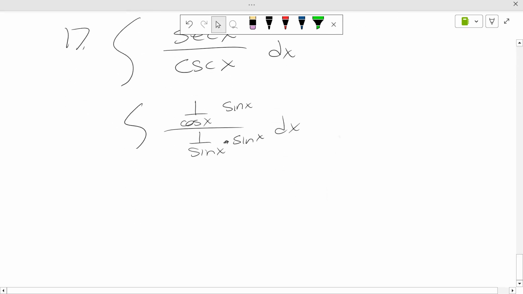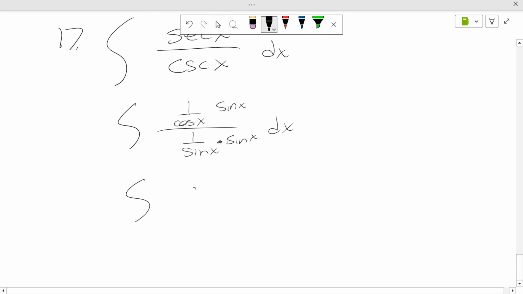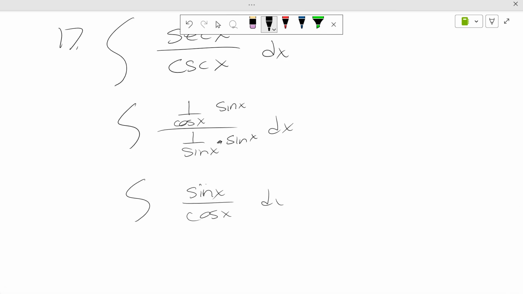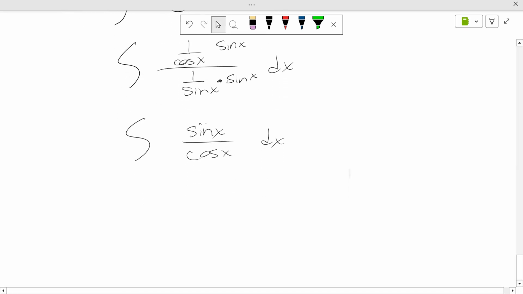all of a sudden you have the integral of sine of x over cosine of x, or the integral of tangent of x. Now, on that memorization sheet, they do have the integral of tangent of x as the natural log of something, but I can never remember that. So I don't change it into tangent of x. I leave it like this and solve it.